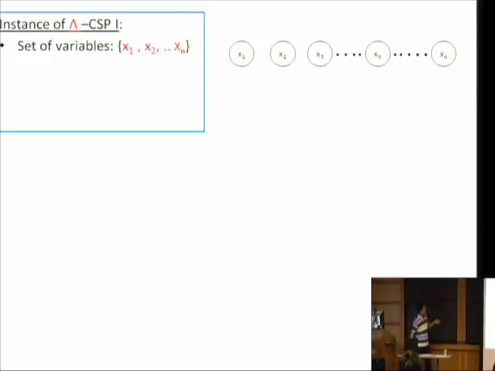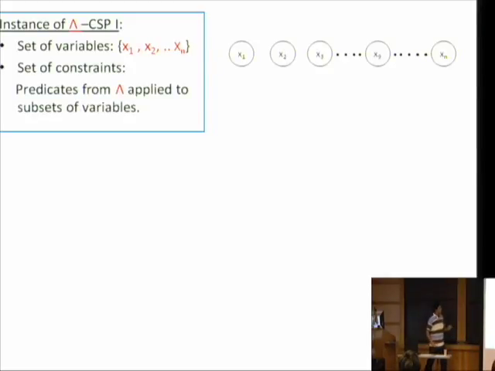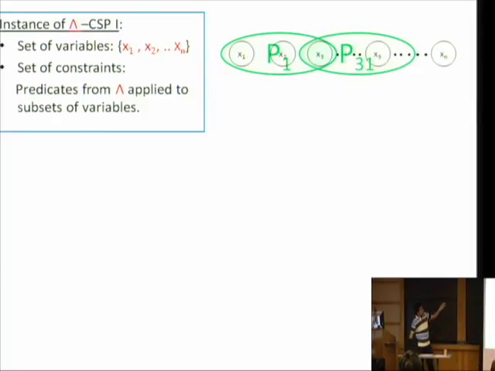Right, so what does an instance of a CSP look like? You have a set of variables, x1 to xn, and you have a set of constraints on these variables. So you apply predicate P1 on x1, x2, x3, and P3 on the remaining variables, and so on.